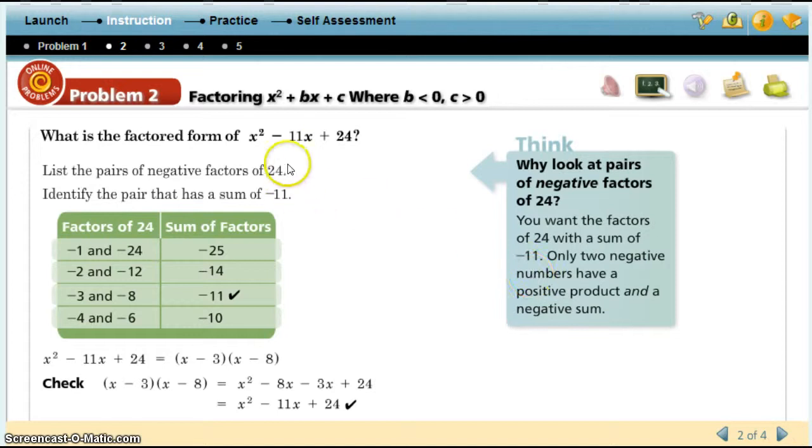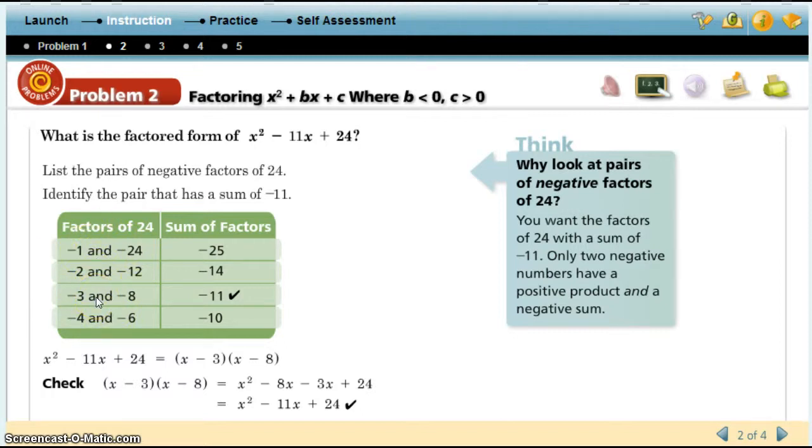Now, you're going to have to think about negative factors. Why look at pairs of negative factors of 24? Well, you have to look at the negative factors because that's the only way to get a sum of negative 11. Two negative numbers have a positive product. Remember, negative times a negative is a positive. And when you add two negative numbers, you're going to get another negative number. So you could list all of the positive factors of 24 if you wanted to, but you're not ever going to get a negative sum. So you have to go to the negative factors of 24.